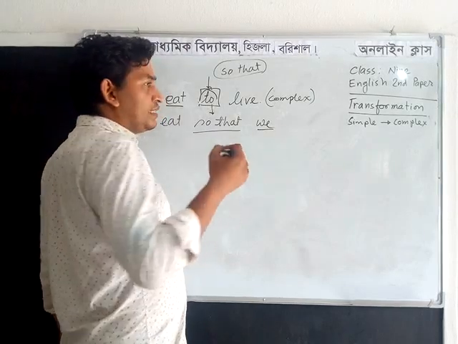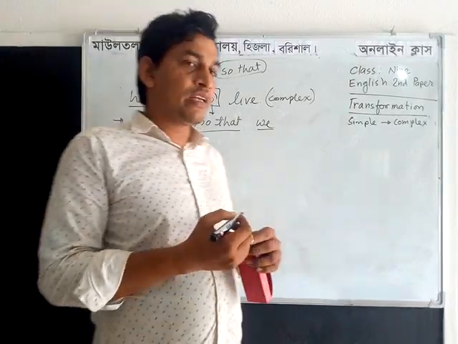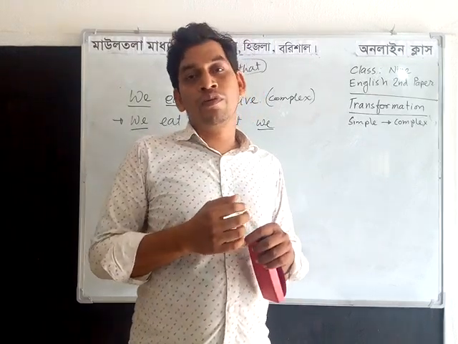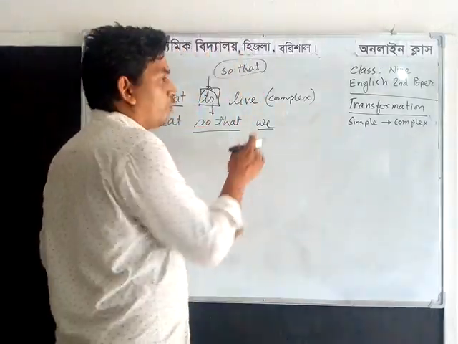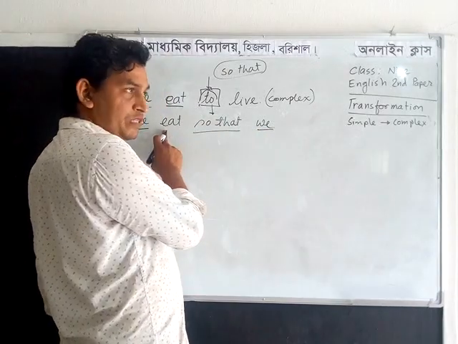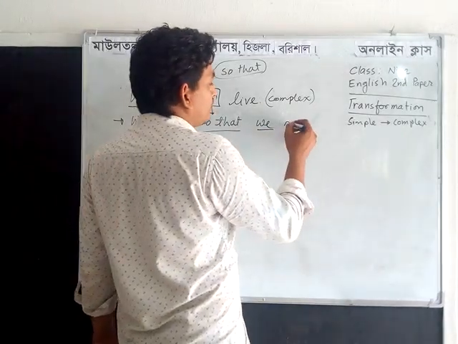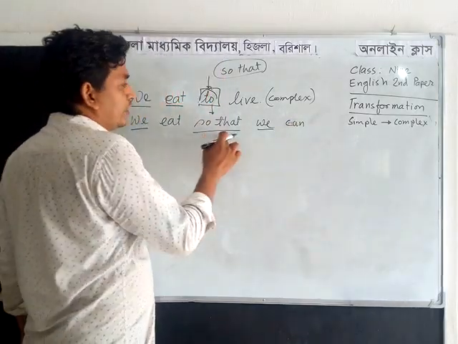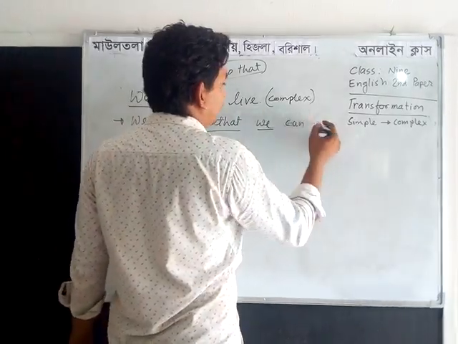And so that is a special structure. After so that we have to use a subject and then a modal verb. That's why I have to use a modal form of verbs here. Here it is a present form, so I have to use can. We eat so that we can live.